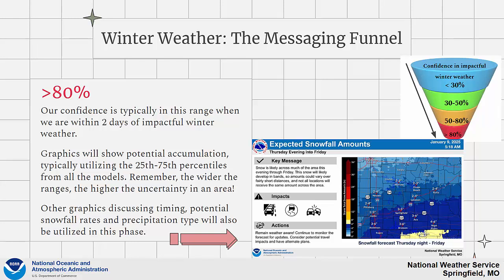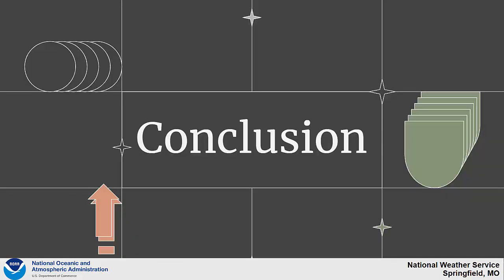This usually utilizes the 25th to 75th percentiles from all the models. So if there's a wide range, the higher the uncertainty is in that area. If it's about 3 to 8 inches, that's a pretty wide range, so the uncertainty is a bit high. But in this graphic on the right specifically, there's only about a 2 inch spread: 3 to 5, 2 to 4, 2 to 3 inches, so it's only a 1 inch spread. So we were pretty confident in this one going into it. Other graphics we will put out will discuss timing and then potential snowfall rates and precipitation type. So be on the lookout for those, but I'm sure you guys have seen this one, and this is what we put out, like I said, about 48 hours out from the event.